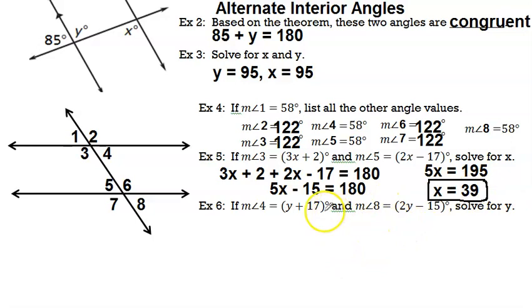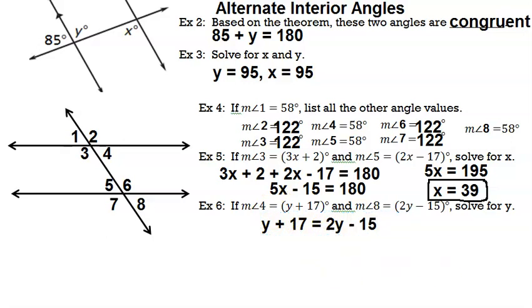Last but not least, if 4 and 8 are given to you, solve for y. This would be the other setup. Now you've got 4 and 8, which are corresponding. And if they are corresponding, that means they will be congruent. So instead of doing the part plus the part equals the whole thing, you are just going to put them equal to each other.